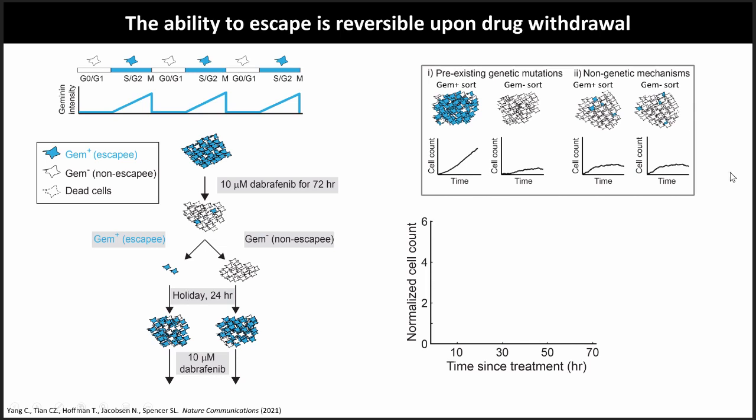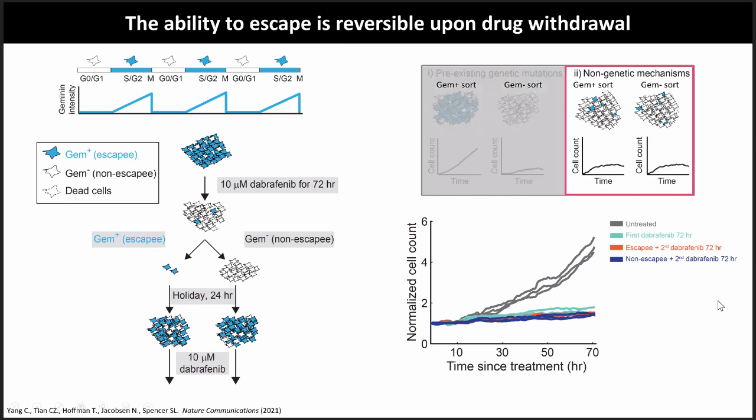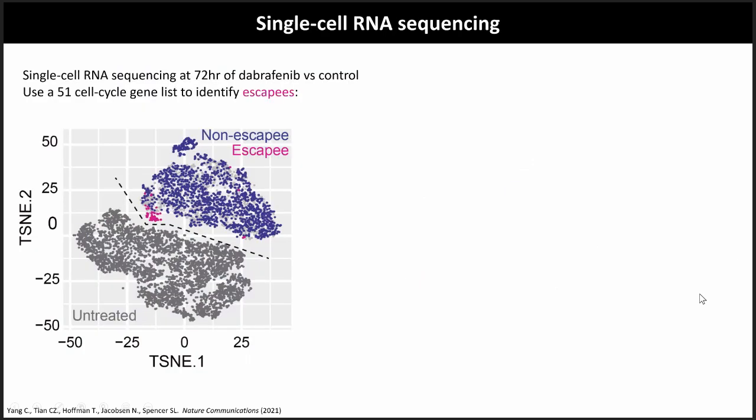So we filmed the cells, and this is how untreated cells grow pretty rapidly. These are just 3 replicates. And here are cells responding to dabrafenib for the very first time. And then we can look at the sorted SKPs compared to the non-SKPs in red and blue, and we see that they fall right on top of each other. There's no difference between the SKPs and the non-SKPs upon the second treatment after this drug holiday. So this argues for the ability to escape being reversible upon drug withdrawal and therefore not genetic.